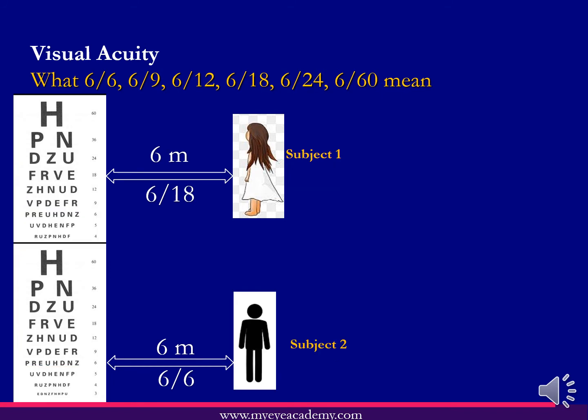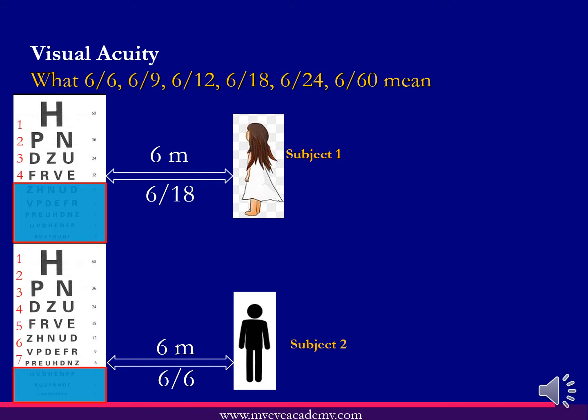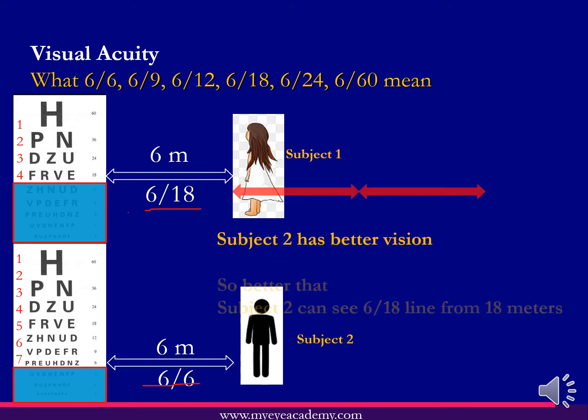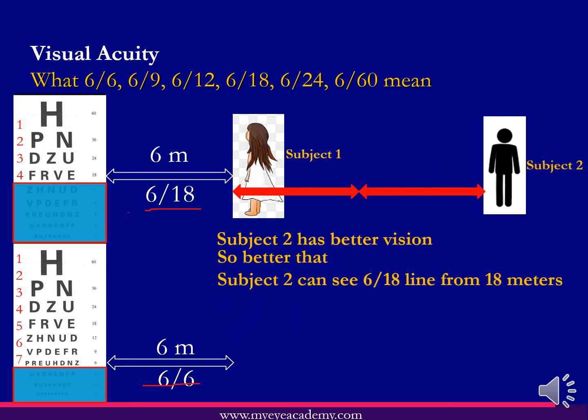Another example of measuring visual acuity is that subject 1 can see the 4 lines and has visual acuity of 6/18, while subject 2 has visual acuity of 6/6. What this means is that subject 2 has better vision as compared to subject 1, so much better that subject 2 can see the 6/18 line from 18 meters as compared to subject 1, who can only see it from 6 meters.